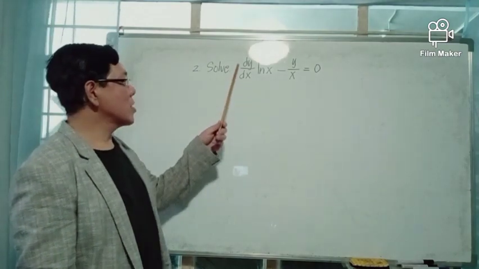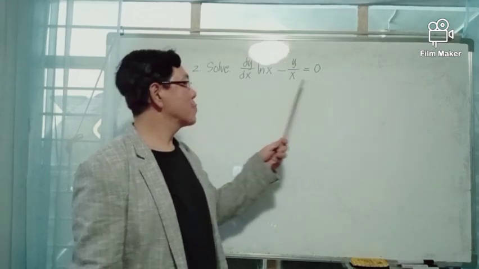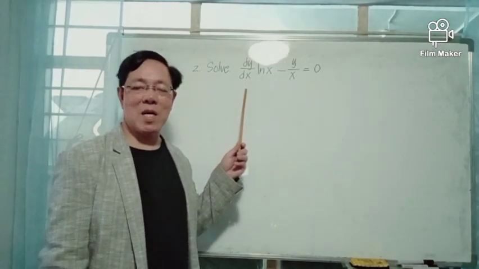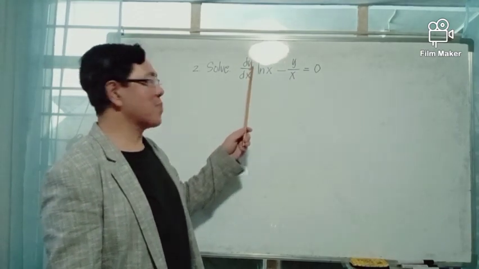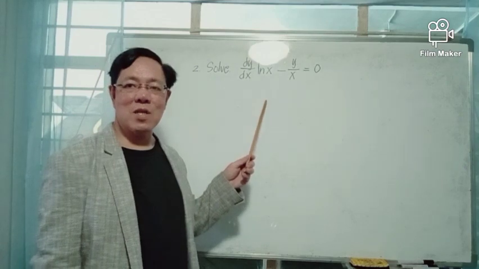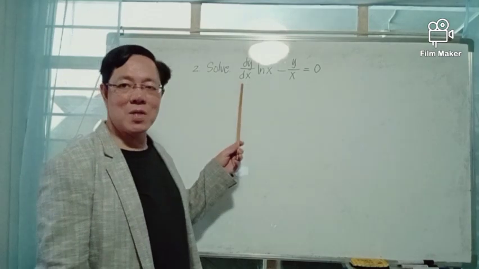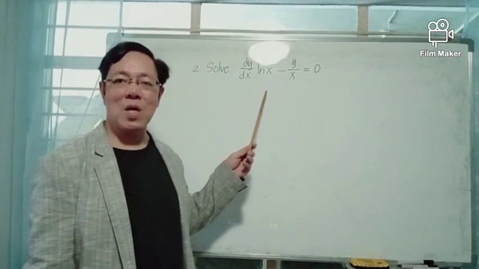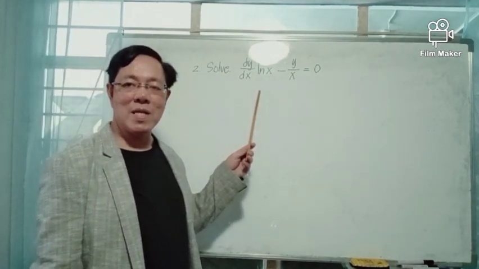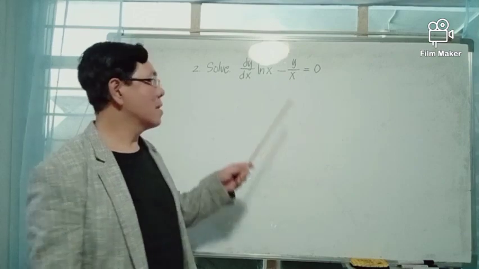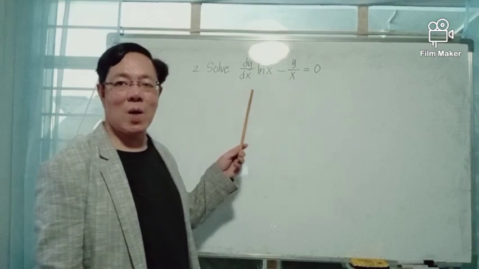Solve dy/dx ln x minus y over x equals 0. Again, this is an ordinary differential equation because it contains the ordinary derivative of y with respect to x. And this differential equation is of order 1 because the highest order derivative that appears in it is 1. And this first order ordinary differential equation has degree 1 because the exponent of the highest order derivative is 1.